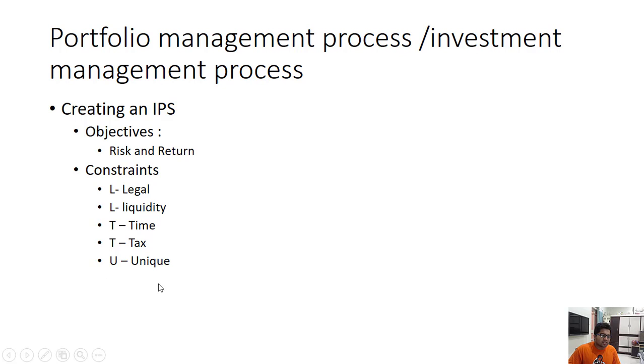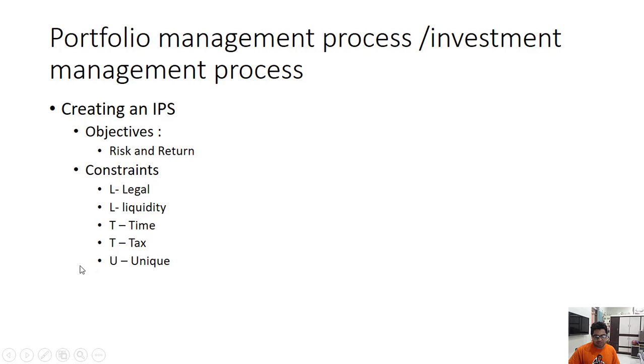Then what are the unique circumstances that you need to look at for the client? Unique circumstances may be religious beliefs, like alcohol and tobacco stocks not being allowed in certain religions, or banking stocks not allowed in certain religions, or maybe personal beliefs like not investing in oil and gas because of believing in the Green Deal. Something like that. So you need to jot down everything.